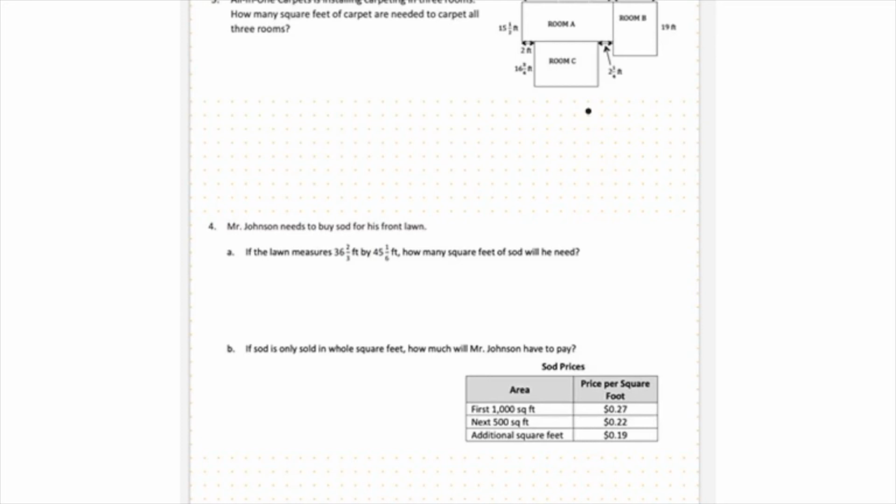So I'm thinking I need to find the area for room A and the area of room B and the area of room C, and then add those together, and that will tell me the total carpet. So I need to make sure that I'm finding my lengths there. The way that I would organize this is saying, okay, here's going to be all of my work for A, here's going to be all of my work for B, and here's going to be my work for C. Pause the video and work through 3.